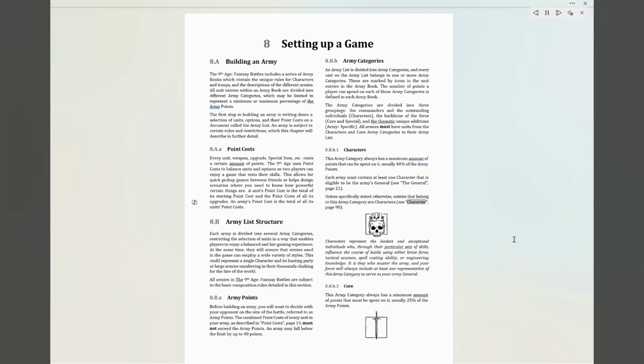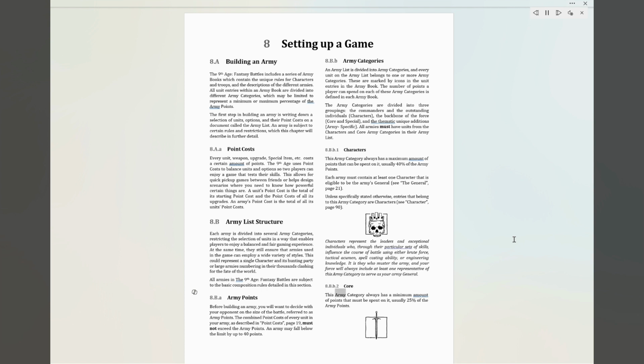See character, page 90. Characters represent the leaders and exceptional individuals who, through their particular sets of skills, influence the course of battle using either brute force, tactical acumen, spell casting ability, or engineering knowledge. It is they who muster the army, and your force will always include at least one representative of this army category to serve as your army general.